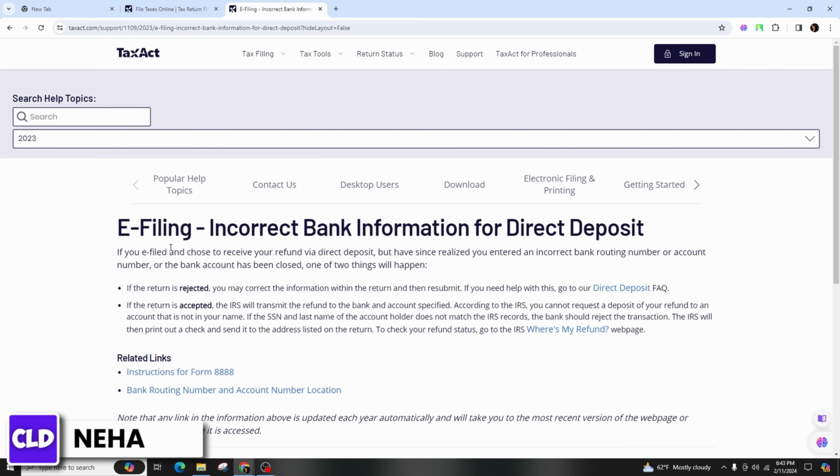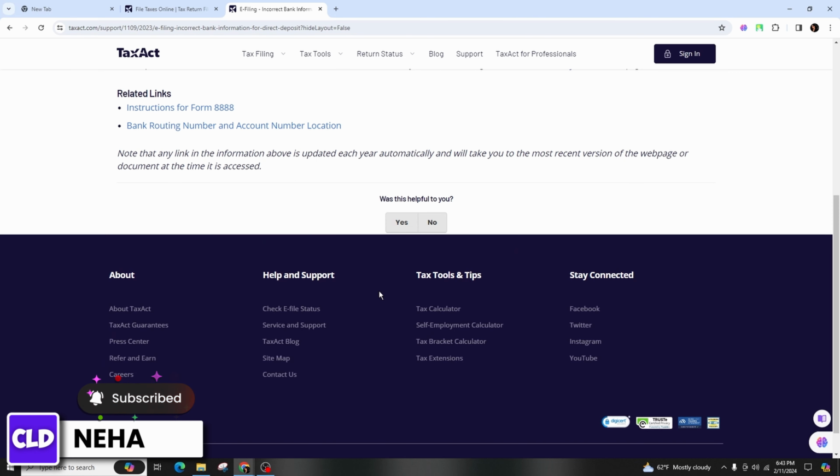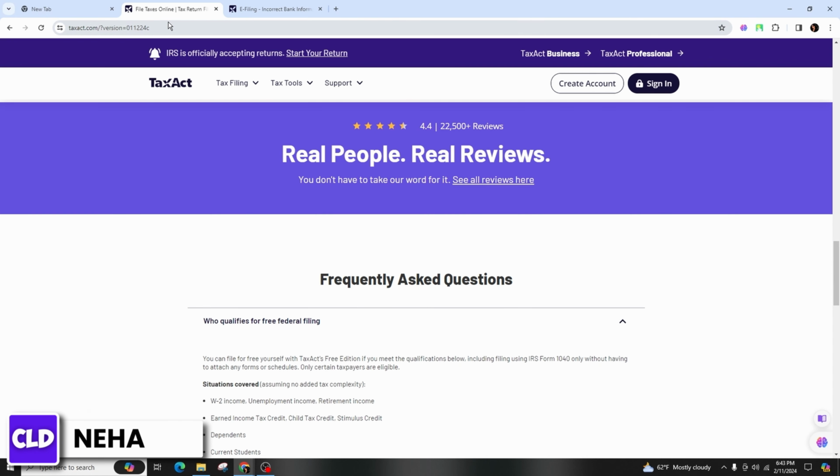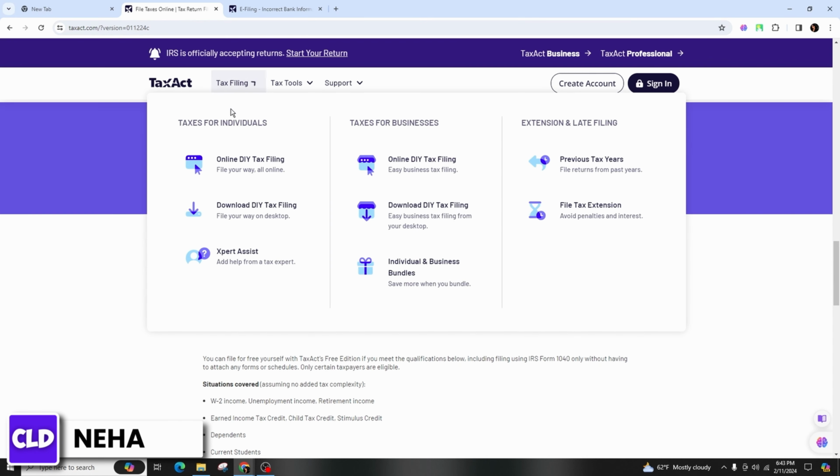If you have any doubts or questions, consider seeking assistance from a tax professional or an advisor who can help you navigate the process effectively. So this is basically on what if you enter the wrong bank account info on TaxAct.